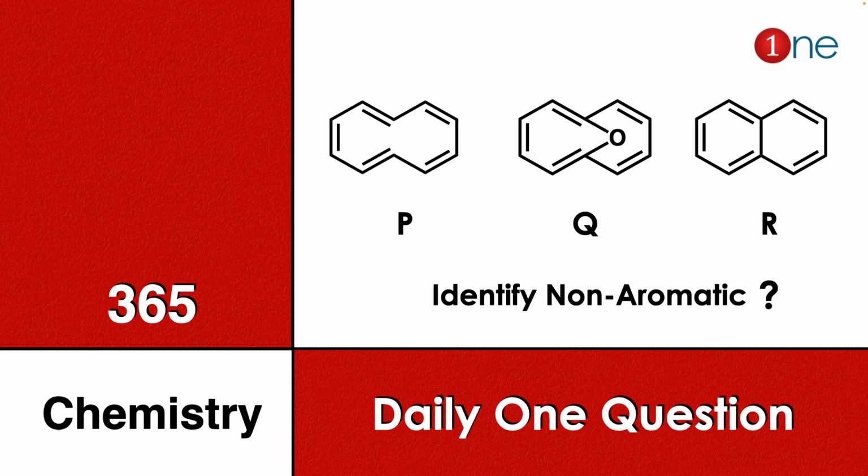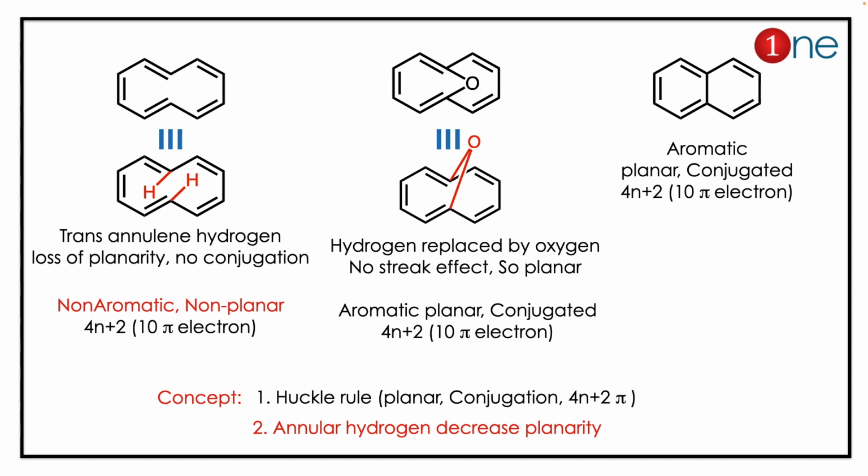Here three different 10-membered cyclic systems are given. P is 10-annulene, Q is 10-annulene with an oxygen bridge, and R is naphthalene. Here you have to find the non-aromatic compound. All three compounds, P, Q, and R, are interesting.